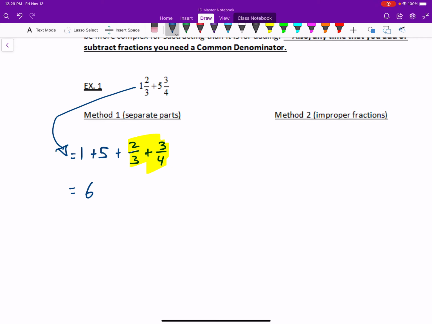So if I want to change both of these fractions into fractions with denominators of 12, I need to multiply the top and bottom of the first one by 4. 4 times 2 is 8, 4 times 3 is 12. The second fraction, the 3/4, I'm going to need to multiply the top and bottom by 3. 3 times 3 is 9, 3 times 4 is 12. That's how I get my common denominators. Then I add the fractions together. Remember, when we add fractions, we only add the numerators. So we'd have 17 over 12.